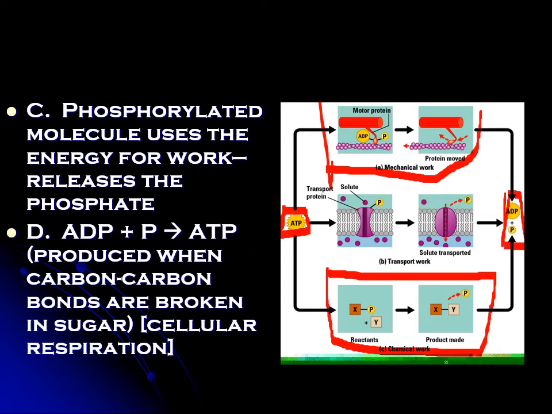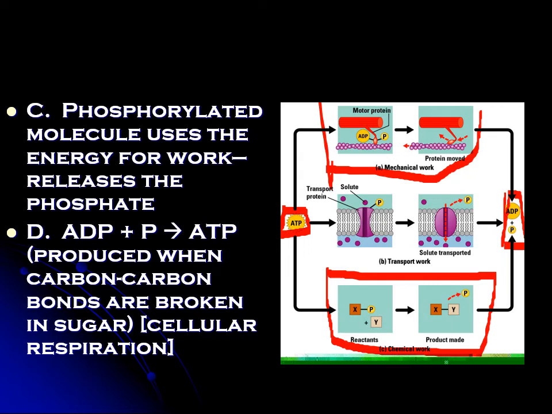So now we have all this ADP at the end, plus this phosphorus. We're going to recreate ATP because we only have about a 10-second supply of ATP. This is produced when carbon-carbon bonds, such as found in sugar, are broken. And this is what's called cellular respiration. Our bodies only have about 10 seconds of ATP supply. If we run out of ATP, our body will cease to function and our cells will die. So we have to have ready access to ATP.